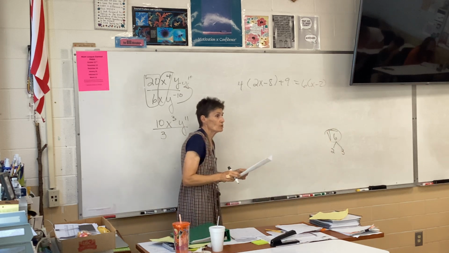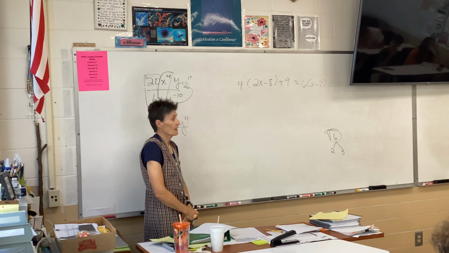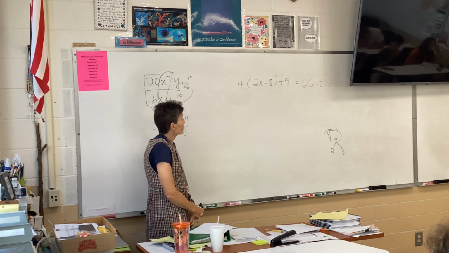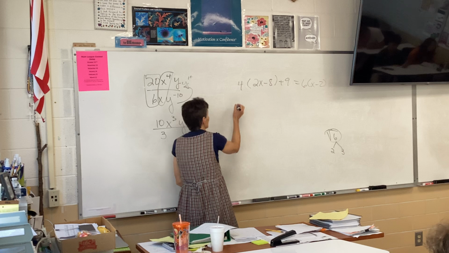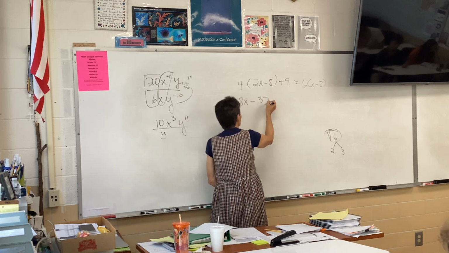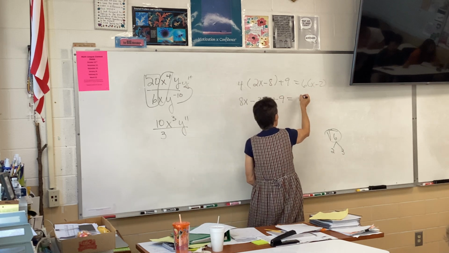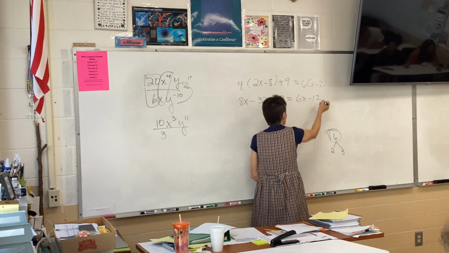Okay, this is just an equation to solve. You can do this. What do you think? 8x. Distribute. So 8x minus 32 plus 9 equals, do the same thing, 6x minus 12.